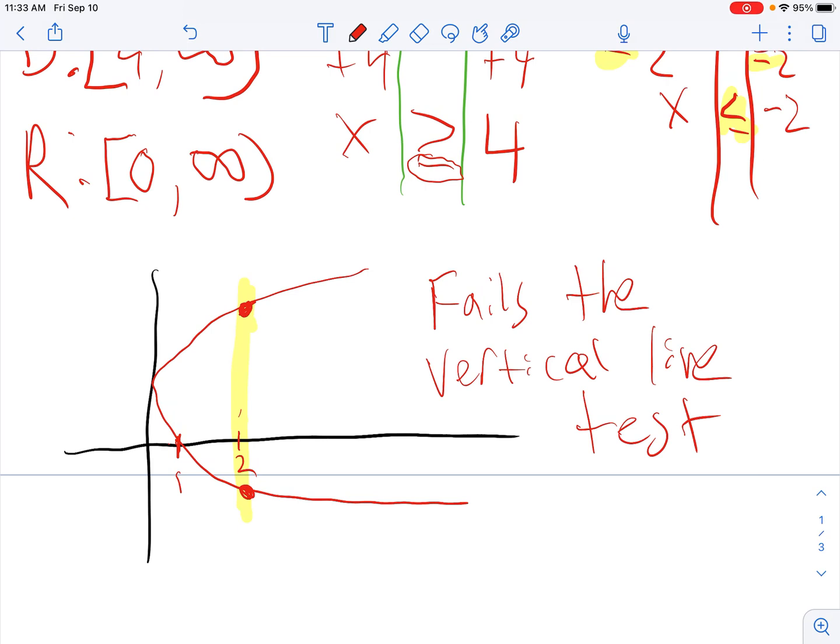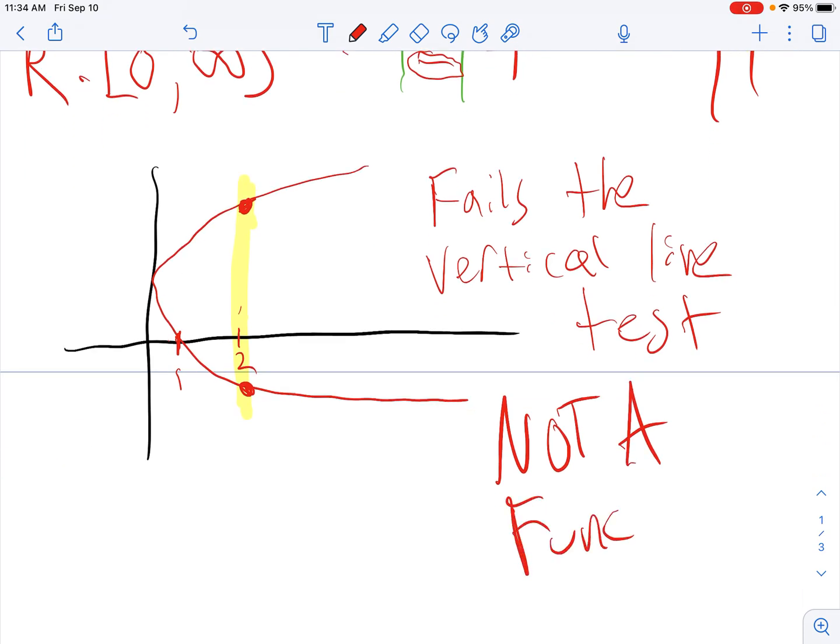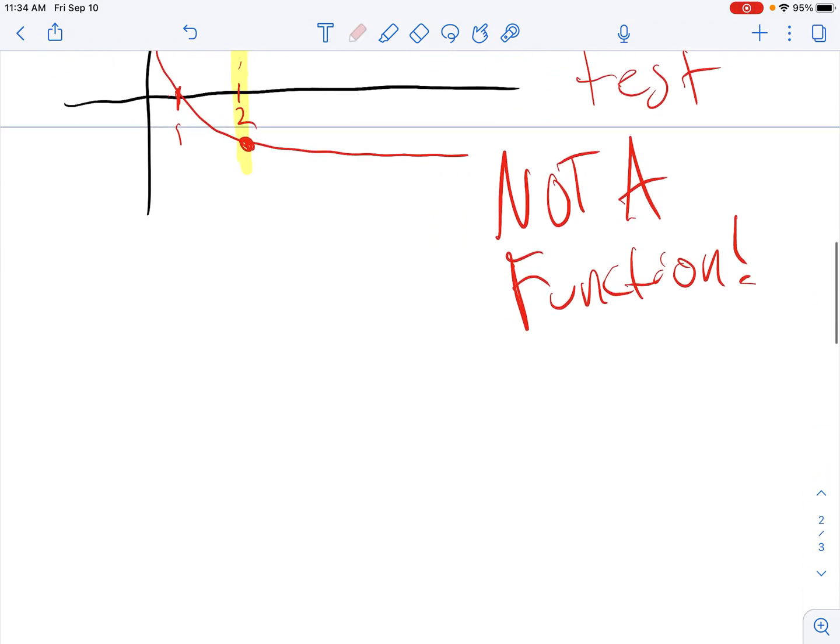Okay, so you can plug in equations into your calculator, and if you see this is a parabola, but it's flipped onto its side, if you see a parabola that's flipped onto its side like this, and it fails the vertical line test, it is not a function. It does not work.